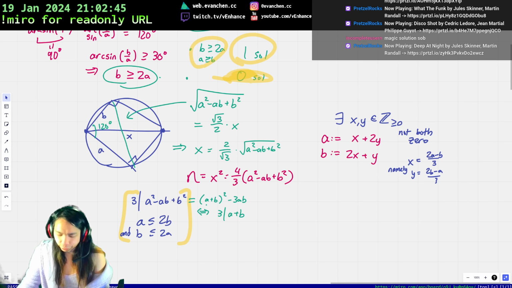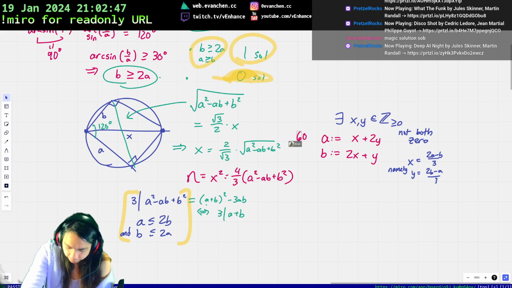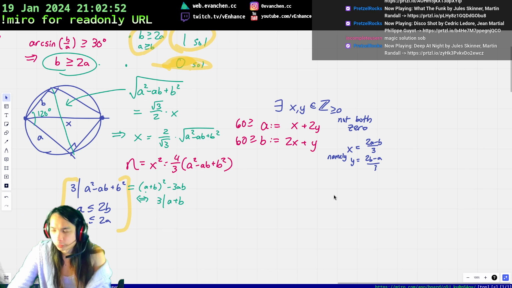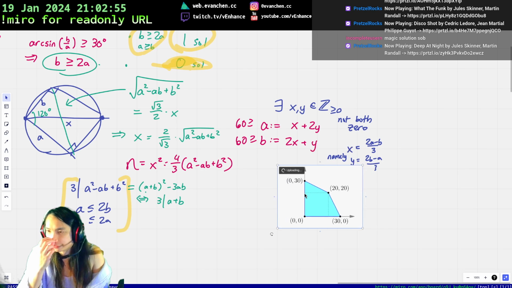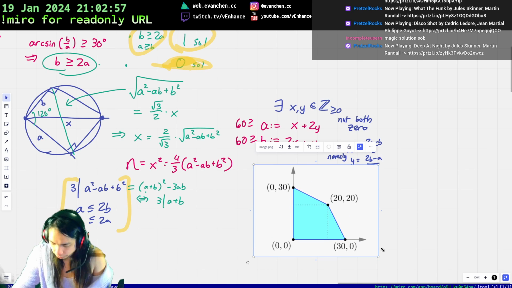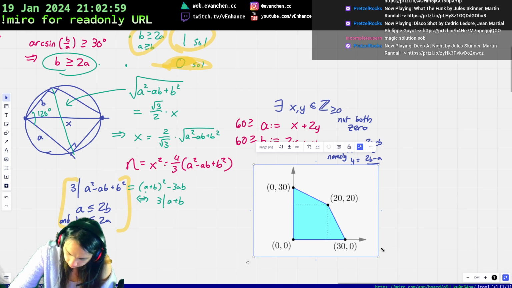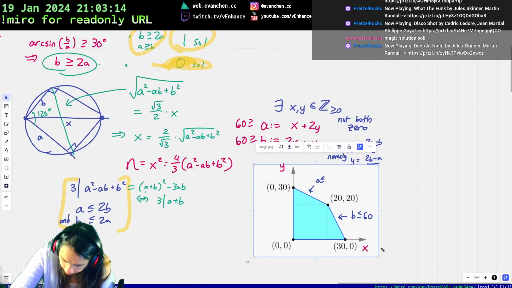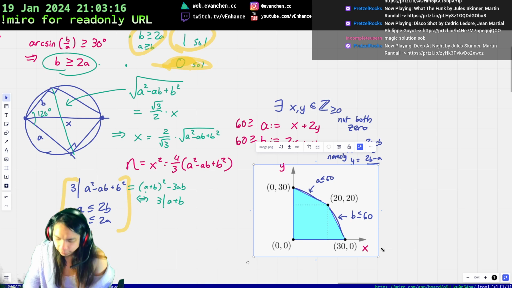So actually, you want to count pairs x and y such that this thing is at most 60, and this thing is at most 60. That corresponds to counting lattice points in the following region. Here's a picture of an xy plot. This edge corresponds to, I'm going to get this wrong, did I say A is x plus 2y? This was the b less than 60 line. This is the a less than or equal to 60 line. So you want to count how many lattice points are in here.